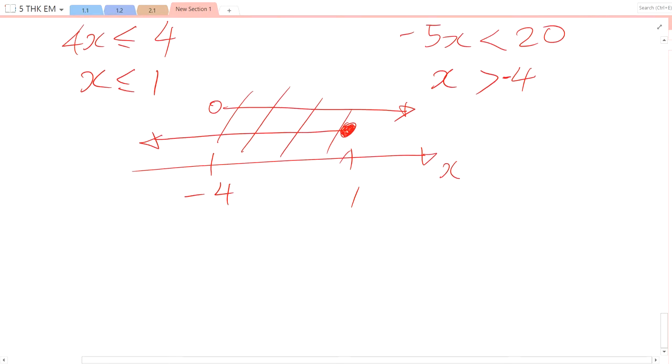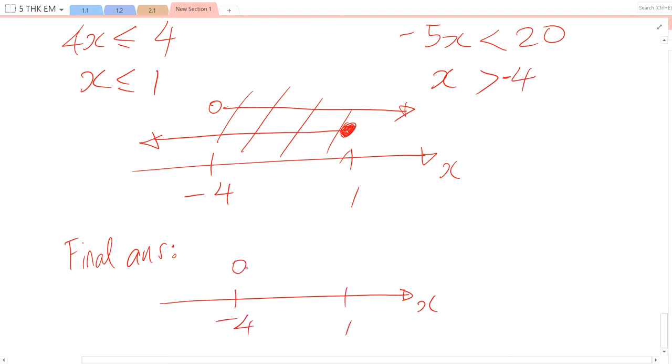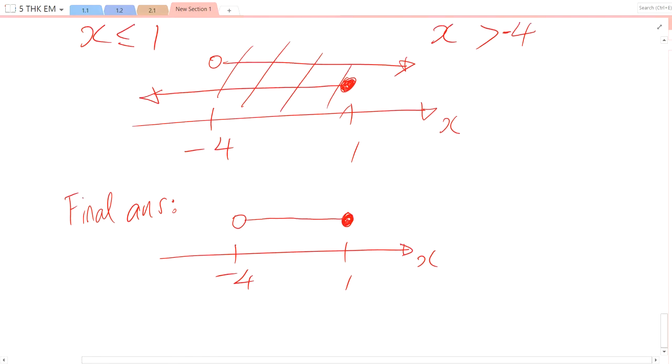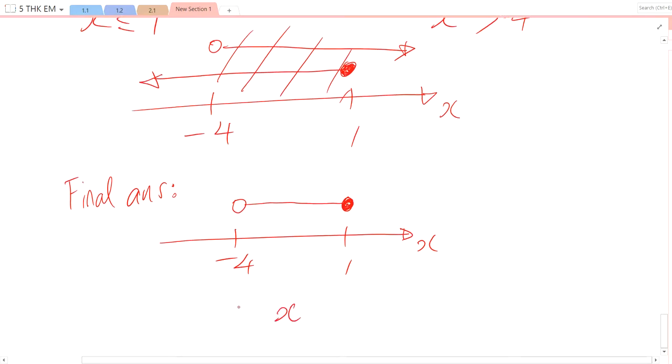So this is just my rough working. My final answer looks like this on a number line. So x, negative 4, 1. This will be hollow. Draw a line across. This will be solid. Okay, and my region will be x greater than negative 4 but less than or equal to 1. Got it? Okay. Very good.